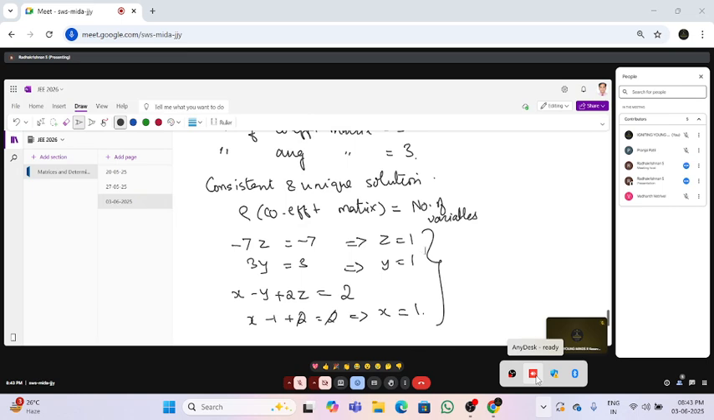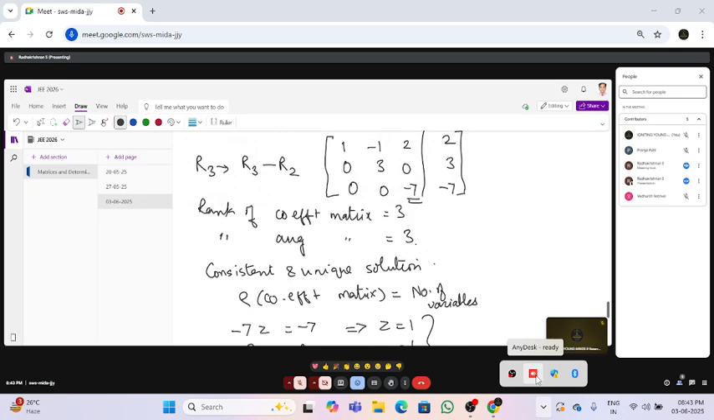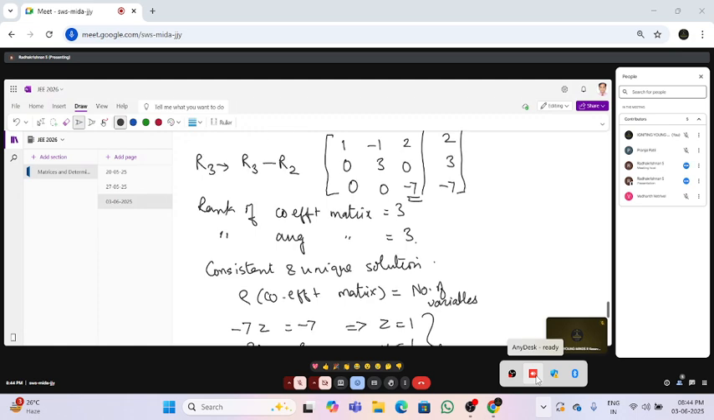This method will work even when the determinant is 0, because if the determinant is 0, you will get a zero line. In that case, the rank will be less than the number of variables. So it will either have multiple solutions or no solution, that is, inconsistent, depending on the rank of the coefficient matrix and the rank of the augmented matrix. If they are both equal, then it is going to have multiple solutions. If the ranks come out differently, then it is inconsistent. That is the rule.